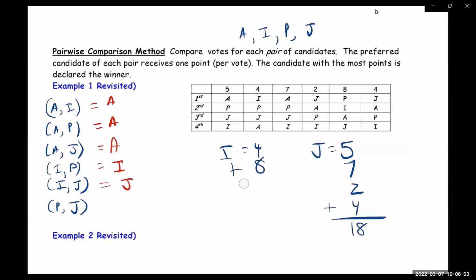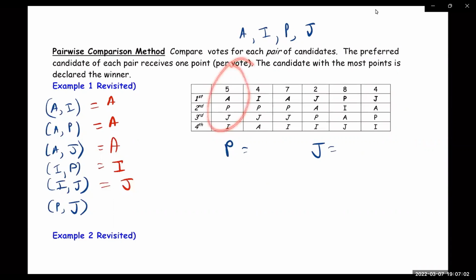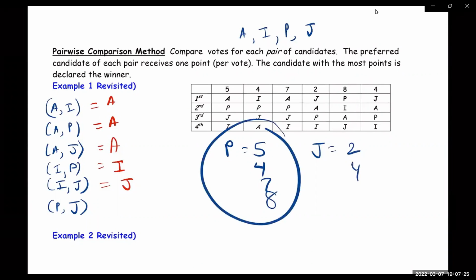All right, and so we have finally one more to go. PJ. All right. P wins the first one. P wins the second one. P wins the third one. J wins that one. P wins, and looks like P's going to win. J wins this one, so P wins.